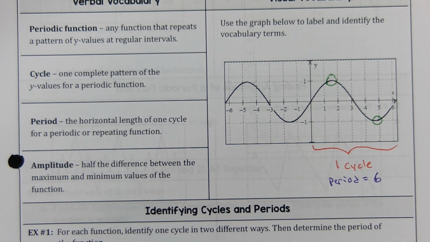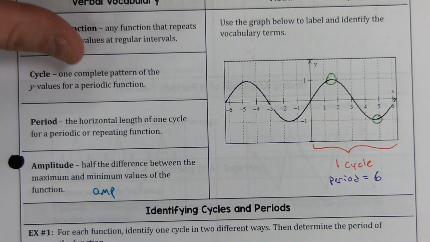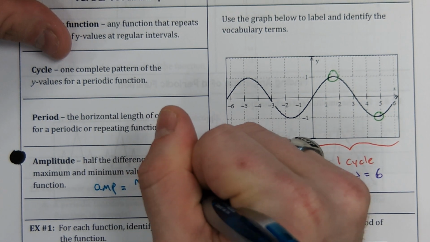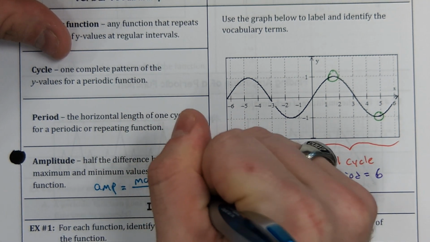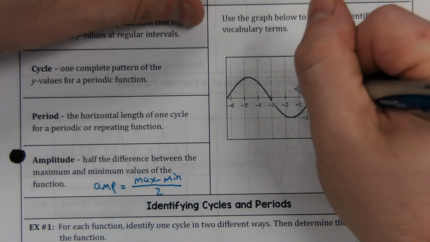So your amplitude, I've already drawn, let's do purple. I've already did purple. Blue. Your amplitude is max minus min divided by 2. And it is a distance. And if you do the maximum y value minus the minimum y value, and divide by 2, you will always get a positive number. So what does that look like on the picture?